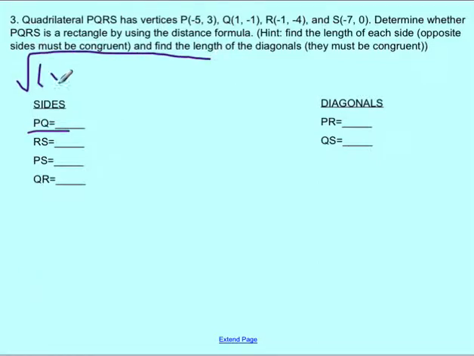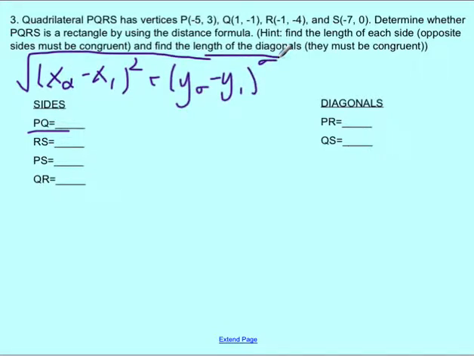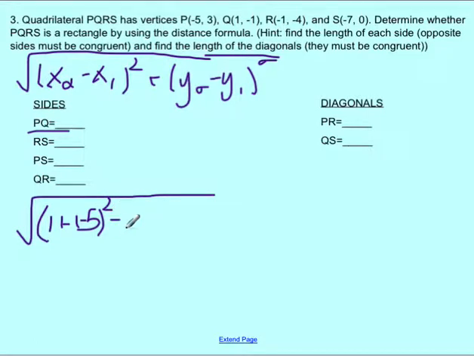Get that distance formula written down: the square root of x2 minus x1 quantity squared plus y2 minus y1 quantity squared. So now I want to go ahead and find PQ. I'm just going to follow the steps. I'm going to do x2 minus x1. Remember, when you subtract a negative, it becomes plus a positive.